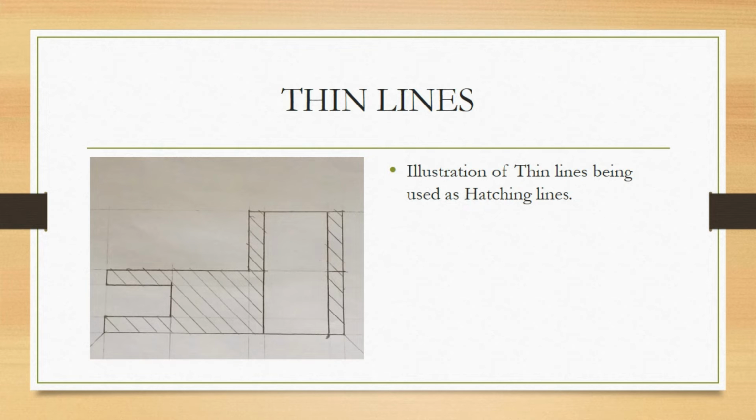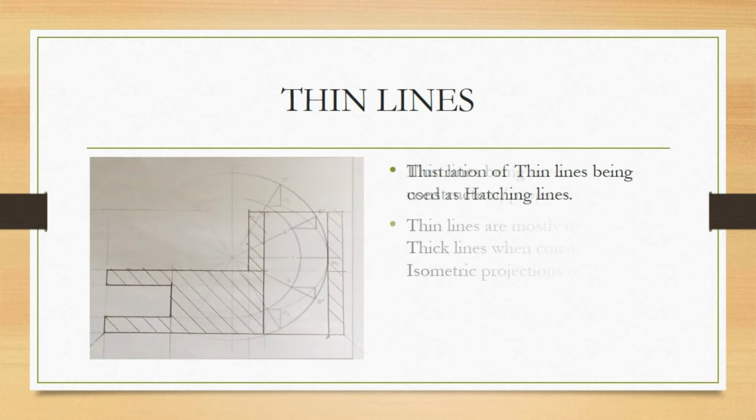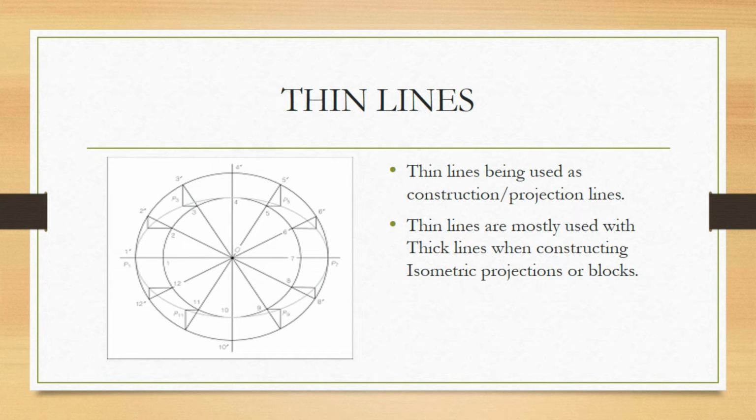Then thin lines, this is an example of how thin lines can be used as hatching lines, where it shows a solid surface where the object is solid. There are different conventions for representing solid surfaces. This is an example of thin lines being used as construction lines. It can also be used as projection lines, that's in isometric and orthographic drawings.